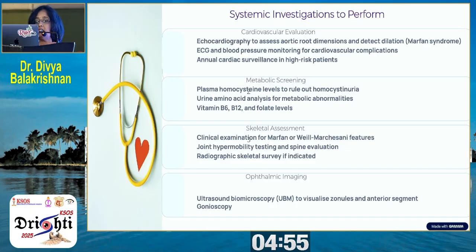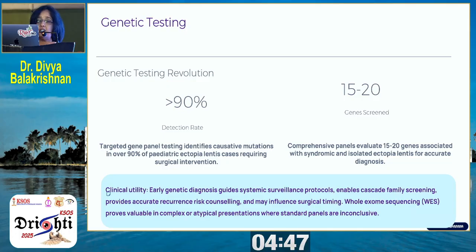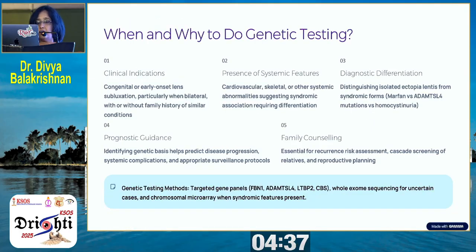So I mentioned the systemic complications. The systemic investigations needed in these kids should pertain to all those system involvements. And for genetic testing, as I mentioned, there are specific genes to pick up these mutations. And whenever you have a diagnostic dilemma, then go for whole genome sequencing to pick up anything we are missing out on. So do we need genetic testing in all these kids?